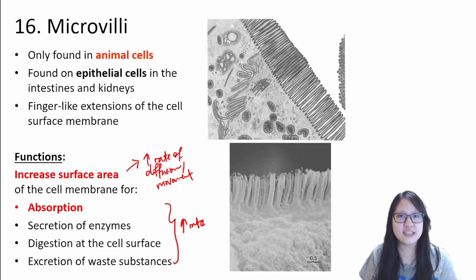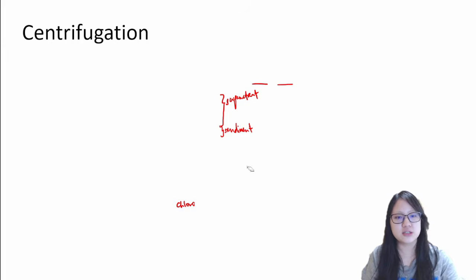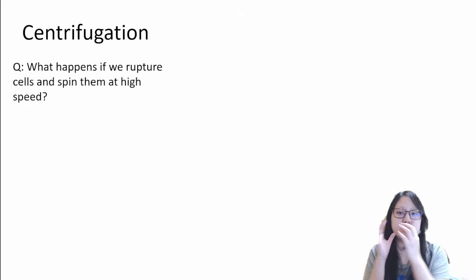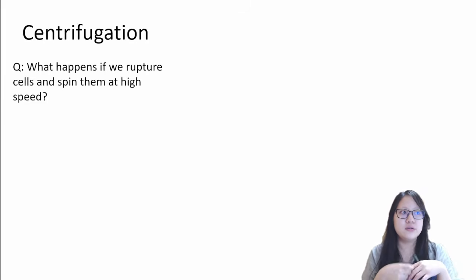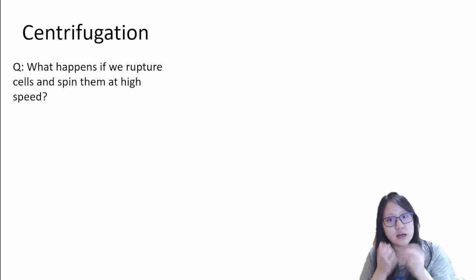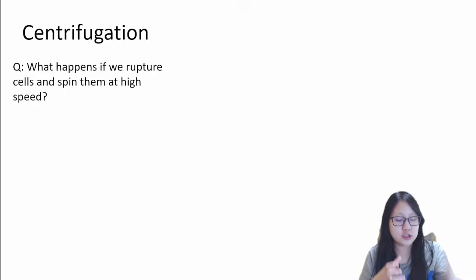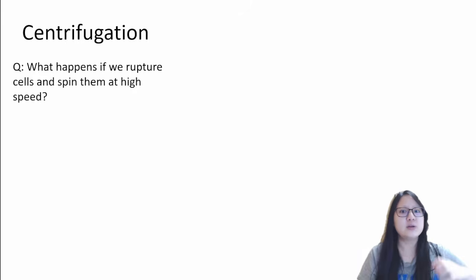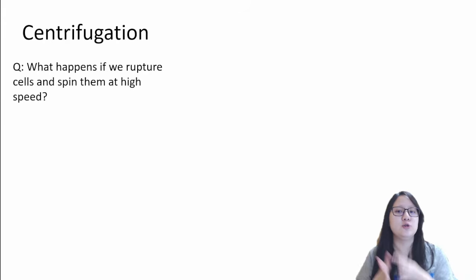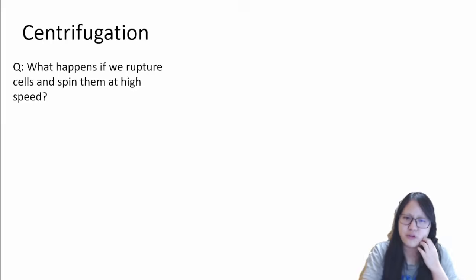Now before we end cell structures for eukaryotes, we need to have a little bit more thought on this process called centrifugation. Now centrifugation is the idea of rupturing cells. So we maybe use some soap solution or something similar to rupture the outside cell surface membrane. Okay, so we get a cell extract, which is everything inside the cell, and then we spin them at really, really high speed using a machine. So what happens exactly in light of all these cell structures?